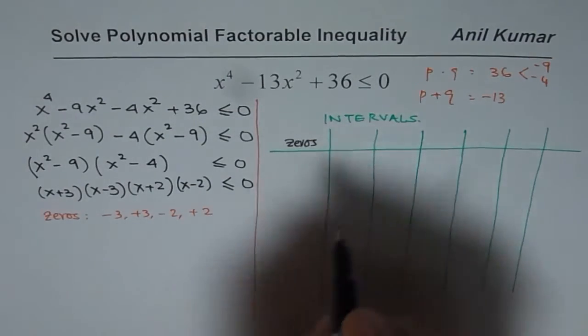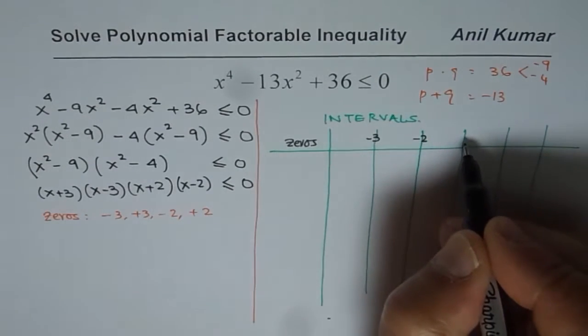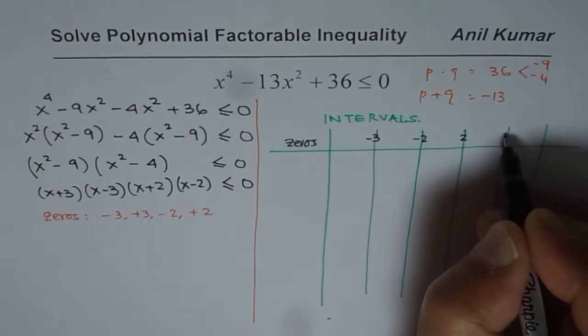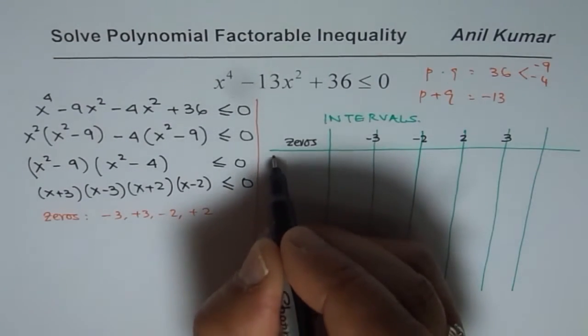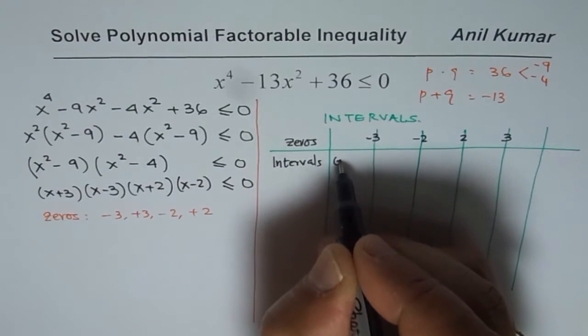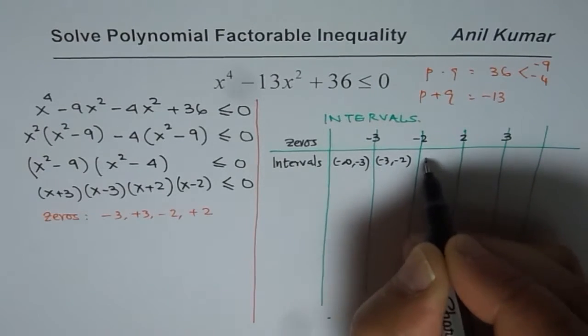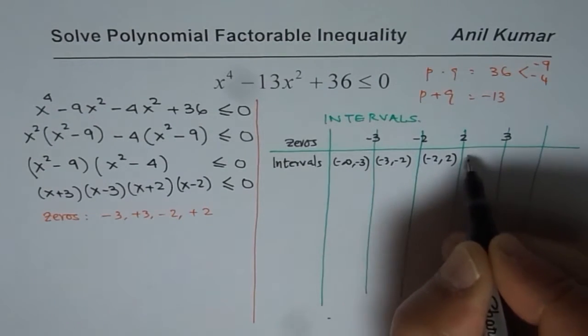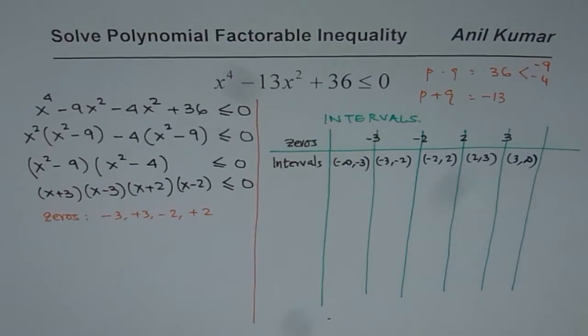The leftmost zero is minus 3, so let me write it here on the line itself. Then we have minus 2, and then we have a zero at 2, and then at 3. So these are the zeros. Now these zeros, as I said, divide the plane into intervals. The intervals are from minus infinity to minus 3. This one is from minus 3 to minus 2. This is from minus 2 to 2. This is from 2 to 3, and that one is from 3 to infinity. 4 zeros will mean 5 intervals, correct?